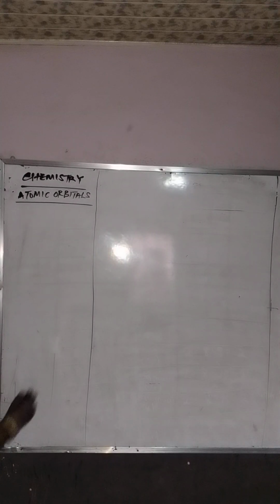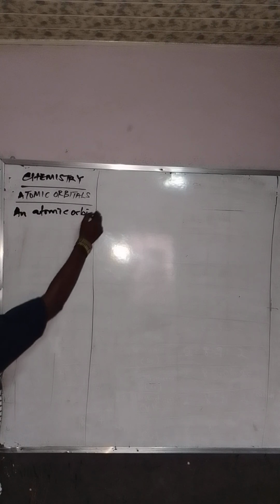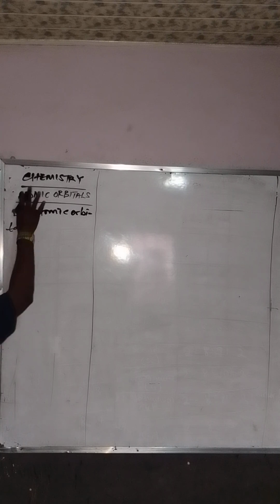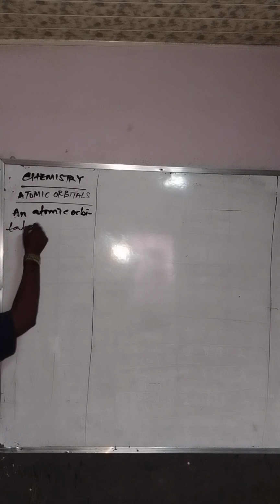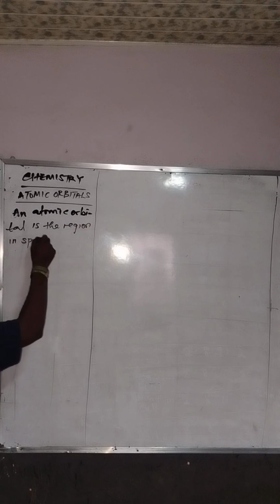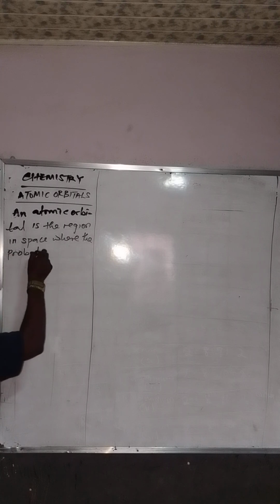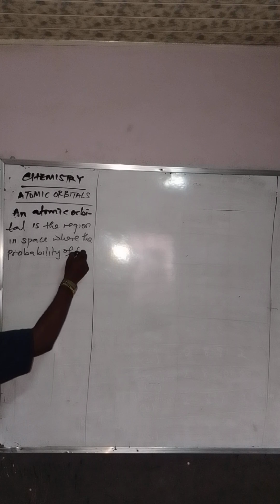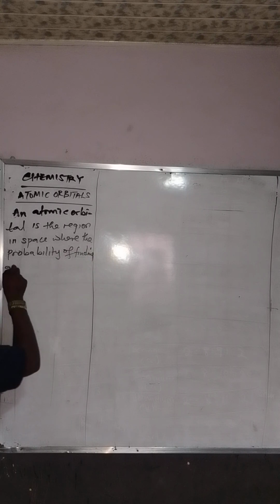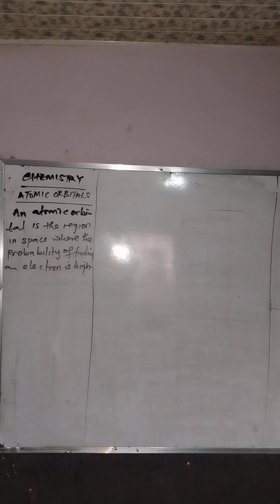Now, what is atomic orbital? An atomic orbital is the region in space where the probability of finding an electron is high. When we say probability, it is the mathematics of chance, where the chance of finding an electron is high.